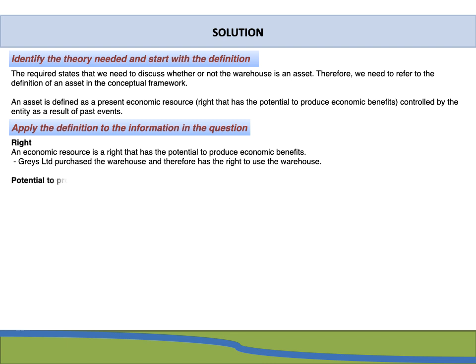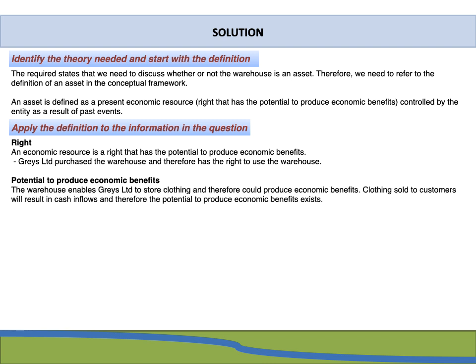The next thing is the potential to produce economic benefits. Now, does this warehouse have the potential to produce economic benefits? Well, the warehouse will enable Grace Limited to store clothing and therefore could produce economic benefits. The reason being, the clothing sold to customers will result in cash inflows, and therefore the potential to produce economic benefits exists because this warehouse is going to store clothing and ensure that Grace Limited has enough stock to sell to their customers.